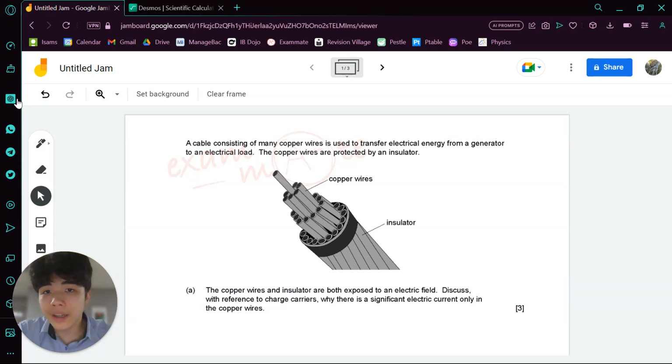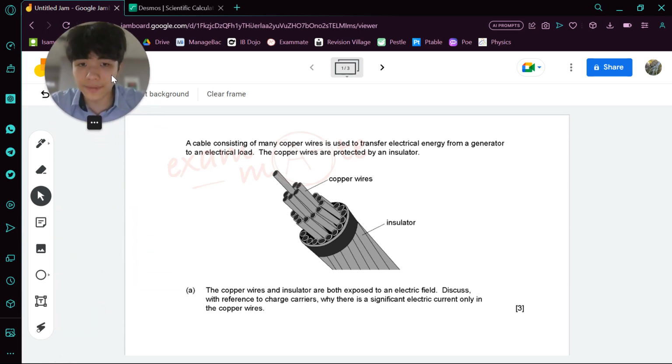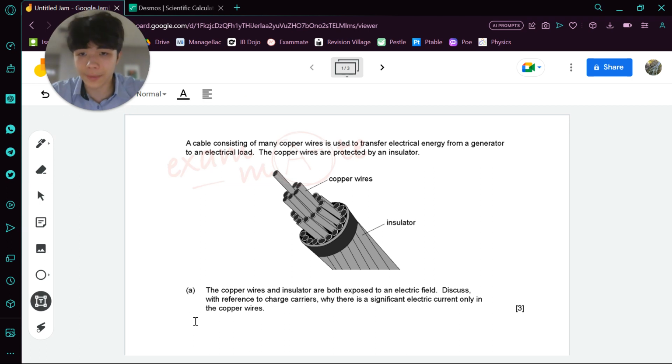A cable consisting of many copper wires is used to transfer electrical energy from a generator to an electric load. The copper wires are protected by an insulator. The copper wires are insulated. The copper wires and insulator are both exposed to an electric field. Discuss with reference to charge carriers why significant electric field only exists in copper wires.